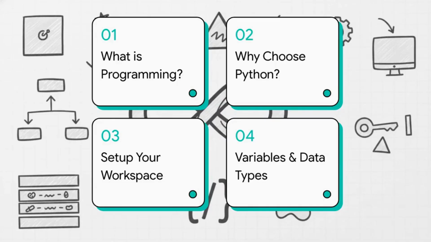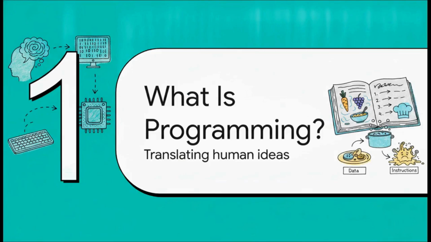Okay, let's dive into this. Here's our roadmap for today. 1. What is programming? 2. Why choose Python? 3. Setting up your workspace. And 4. Variables and data types. Section 1. What is programming? Translating human ideas into machine language.